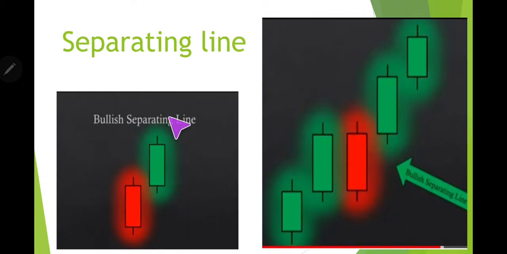The next one is the separating line. Imagine that you are in an uptrend like this. All of a sudden, in the middle of that uptrend, between that candle and that candle, there seems to be a line which is separating that uptrend. So this candle in relation to the other two candles is said to be in a bullish separating position. So this is a bullish separating line. Bullish separating line simply means it is the continuation pattern of the existing trend.